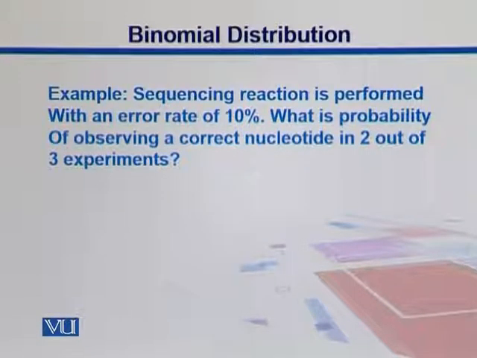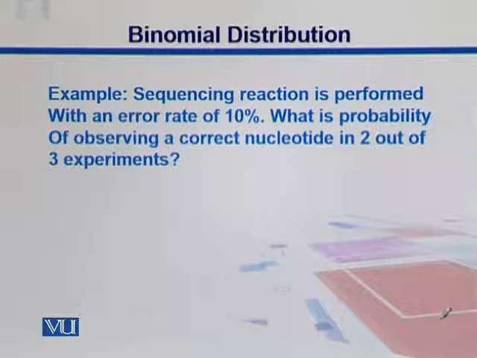Here is another question or example which I can solve with you guys. A sequencing reaction is performed with an error rate of 10%. What is the probability of observing a correct nucleotide in 2 out of 3 experiments? So guys, is this error rate a success or a failure here? Look at what you are interested in. You are interested in correct nucleotides. So you want to see the probability of seeing those correct nucleotides. In that case, that is your success. Seeing an error is your failure.